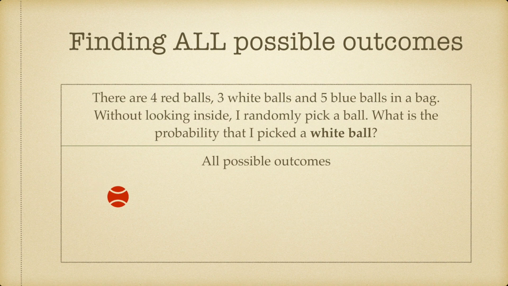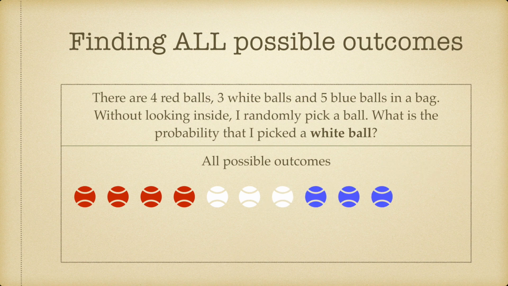So let's say these are our 4 red balls. Here we have our 3 white balls. And finally we have our 5 blue balls. So we have 4 red balls, 3 white balls, and 5 blue balls. Now, if I were to pick one ball, how many possible outcomes are there?